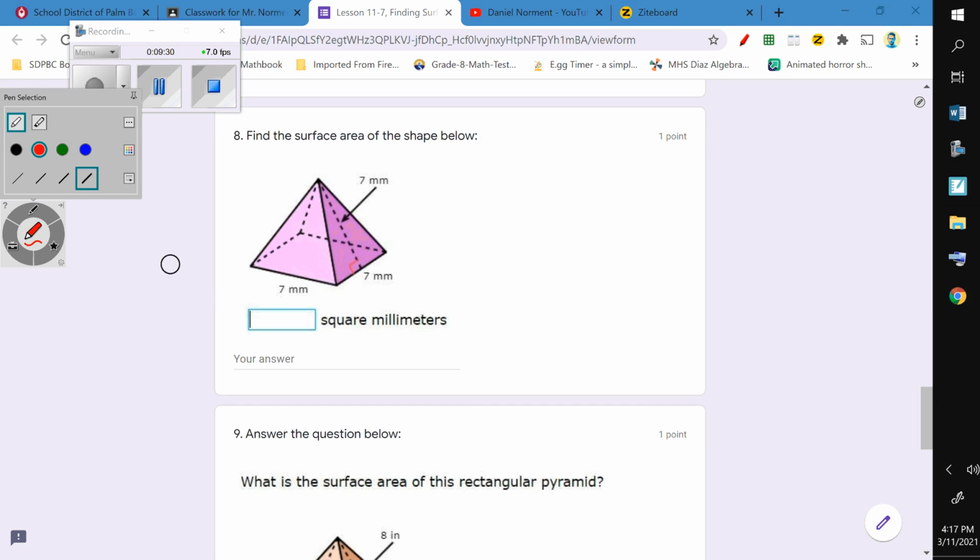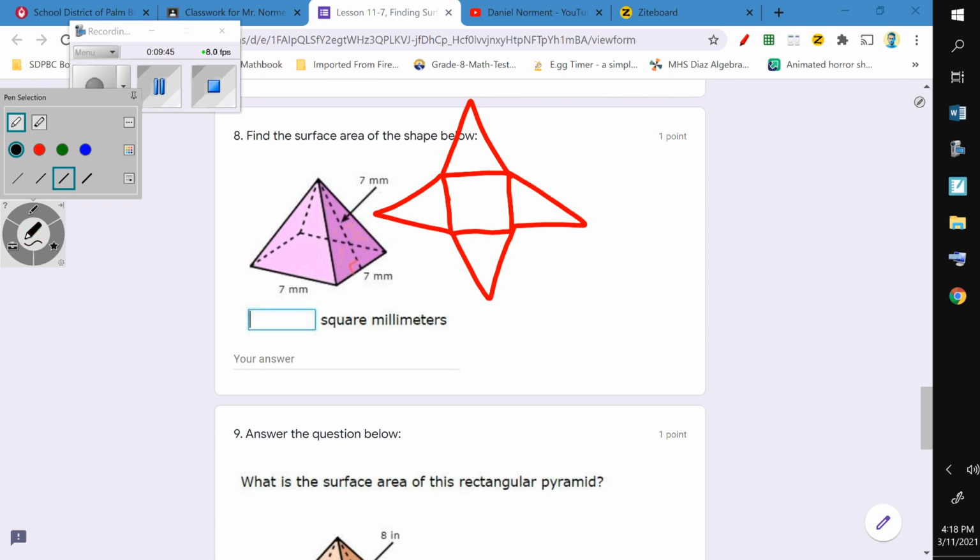Number 8, this one's a little bit different. This is a pyramid. Now, if I put the net of this figure as a square pyramid, it will look like this. And here's the good news. All 4 triangles are exactly the same measurements. And those measurements are 7 is the height and 7 is the base.